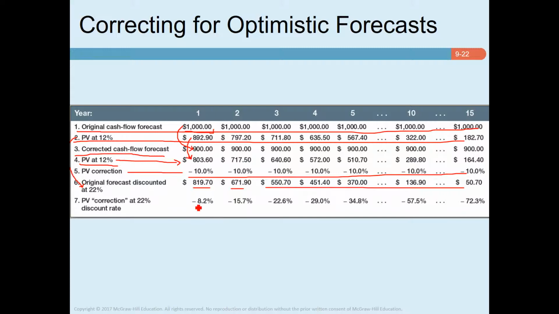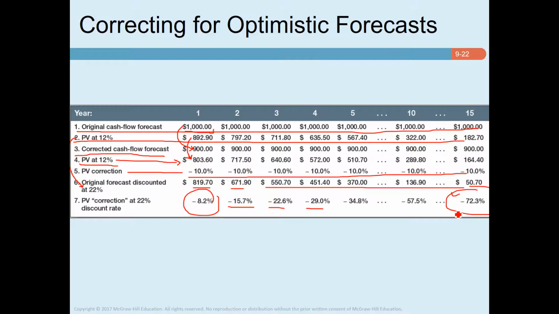If we calculate the present value correction, you will see that it corrects 8.2% in the first year, 15.7% in the second year, 22.6% in the third year, 29% in the fourth year, and so on. And in the last year, it's 72.3%. So although we increase our discount rate by 10%, our present value correction is much higher in the distant future because the distant cash flows are affected very much by the change in the discount rate.